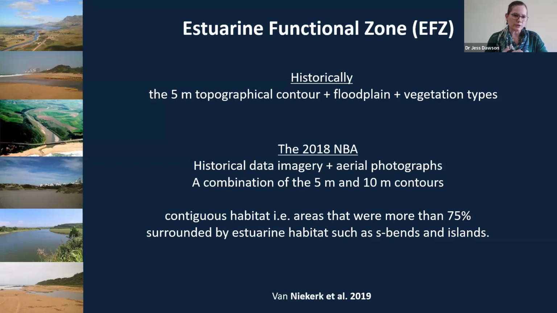They also included what they call contiguous habitat. So if, for instance, you're driving in a car and you go around a very sharp bend, there's a small portion of that land, even if that land is an island, if that land is high up and above the 5-meter contour, now if it's surrounded by more than 75% of the estuary, it's included in the estuarine functional zone. So these bends and islands that are fairly important for the structuring and the functioning of the estuaries are now also included.